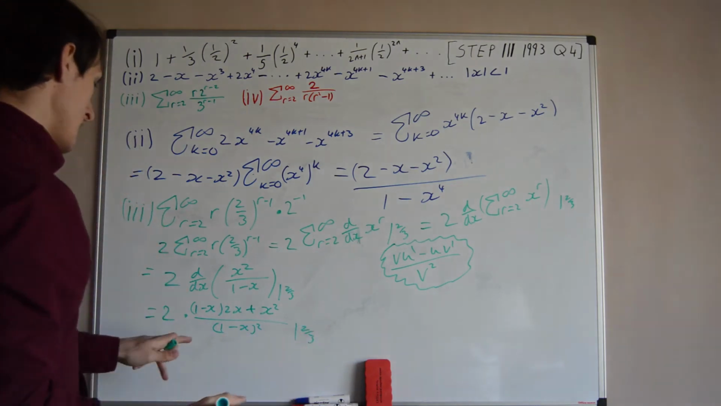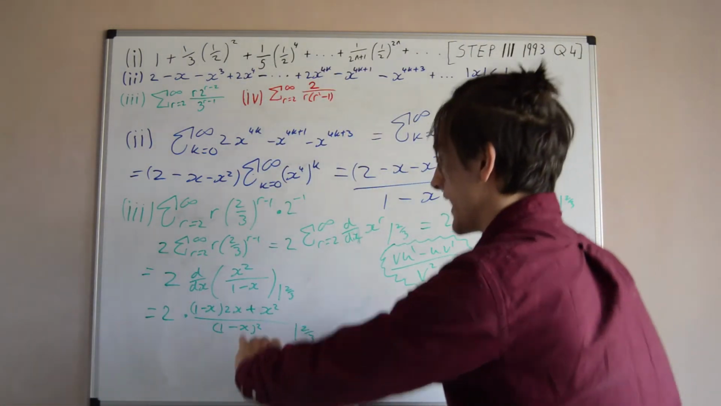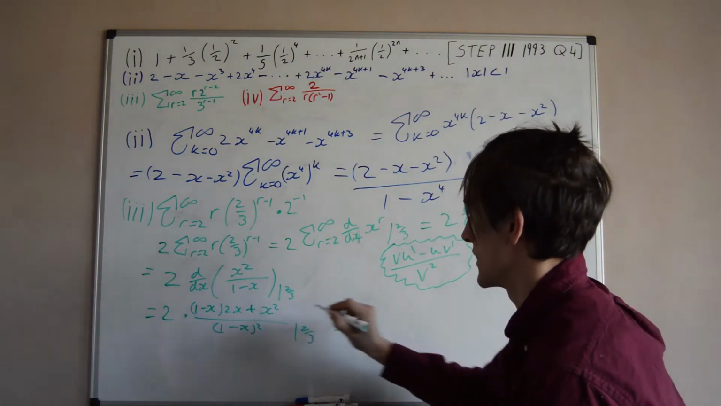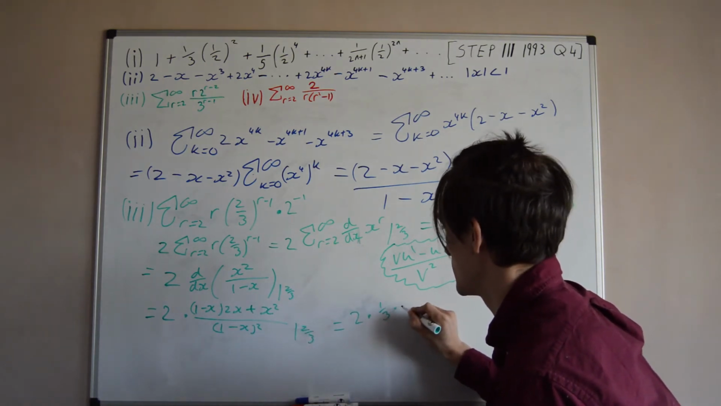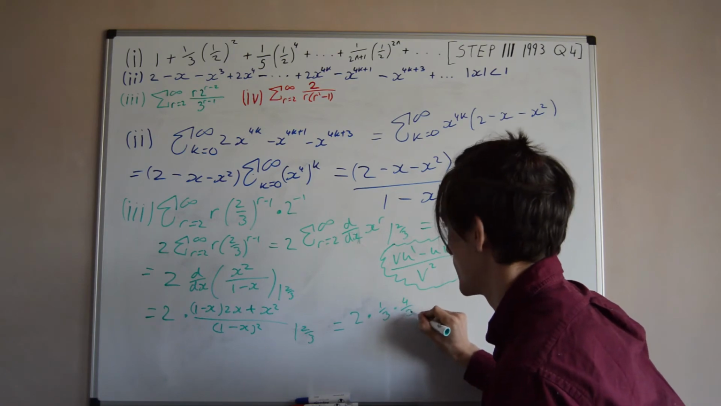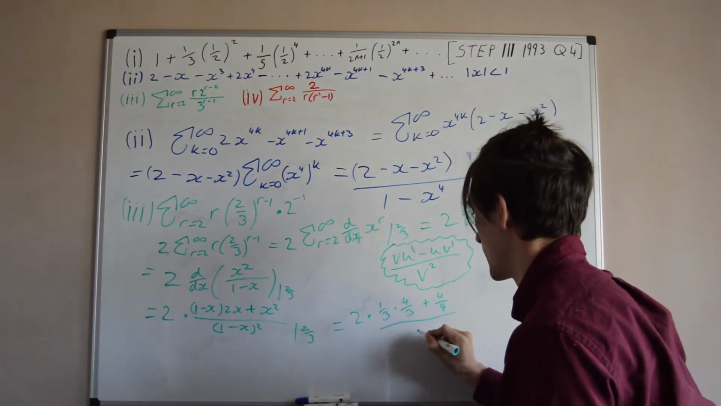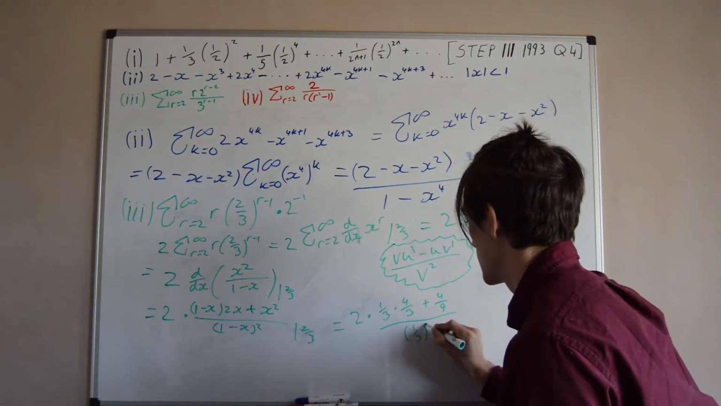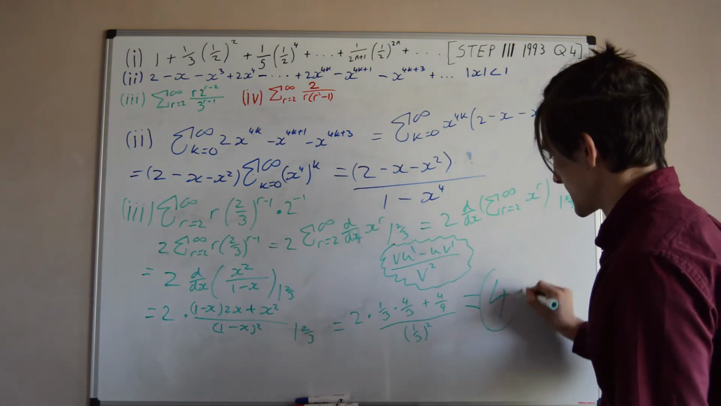Okay, now we can just plug in the numbers. So this is equal to 2 times, when I put 2 over 3 into here, I get 1/3 times 4 over 3 plus 4 over 9, all divided by 1 minus 2 over 3, which is 1/3, and that's squared. And when you work this out, this is going to be equal to 4.